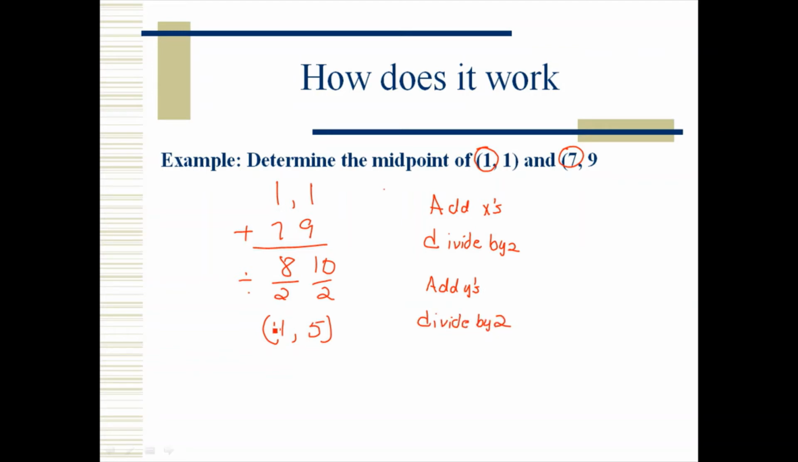Now notice that when you're dealing with the midpoint, you're going to get an ordered pair. Midpoint will be an ordered pair. Okay, so just simply add up your x's, divide them by 2, add your y's, and divide them by 2.